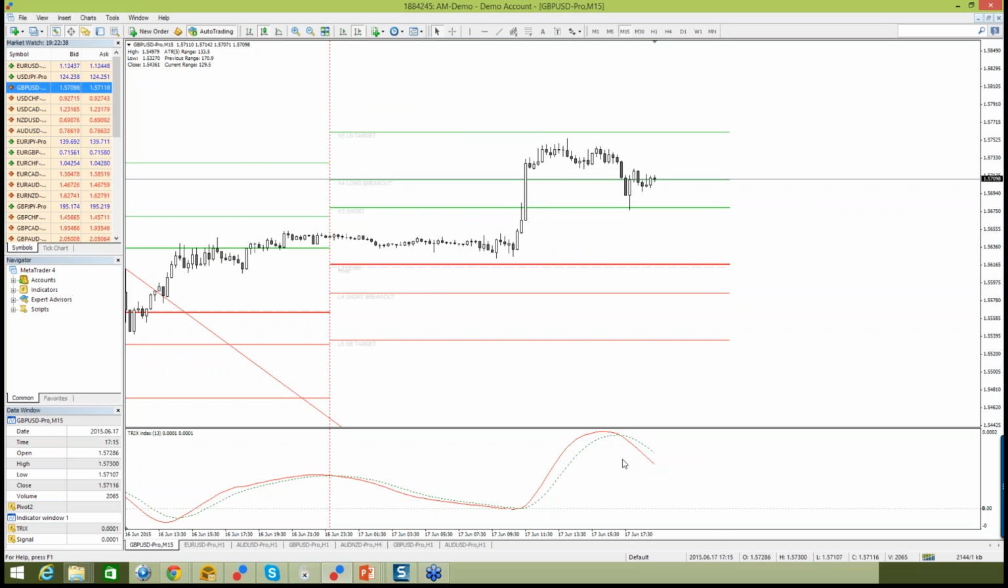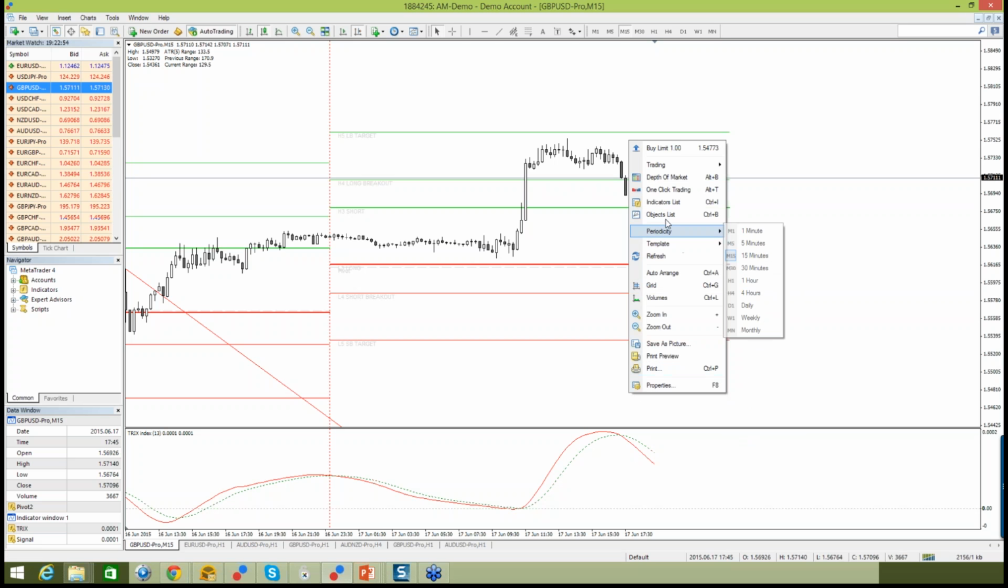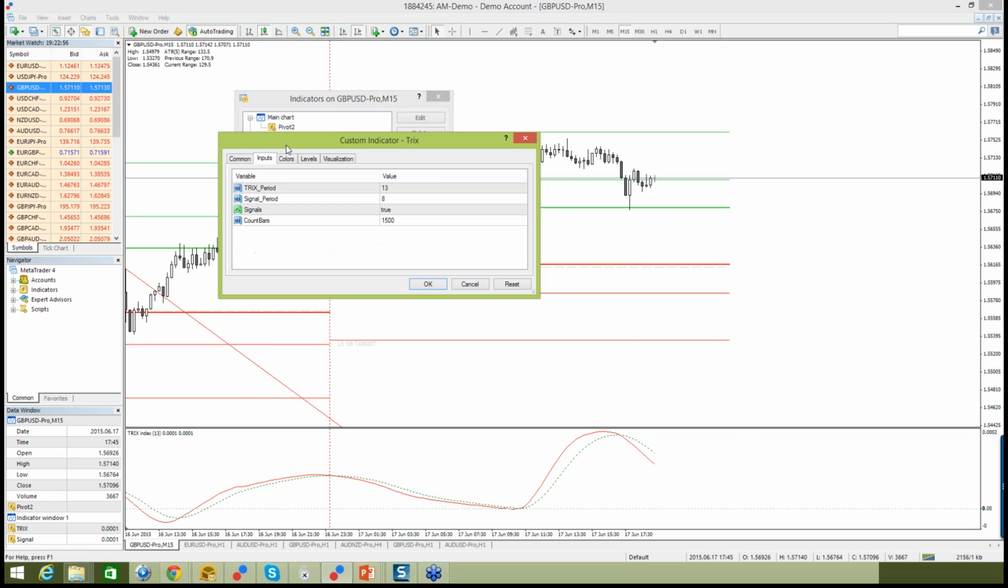I think that the coder of this indicator should just put a different explanation here, because basically this is Trix index and this is not Trix index. This is signal line. You can change, of course, the color of this.